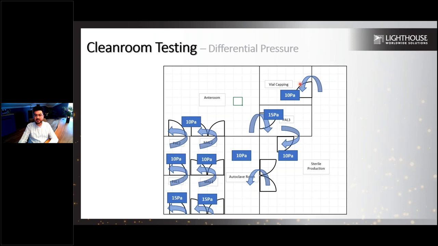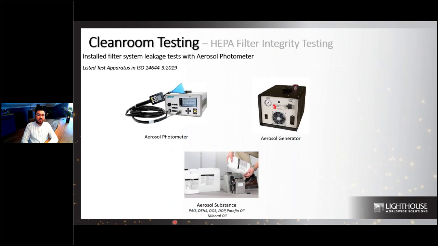If it's the same class, you should at least maintain 5 Pascal, better to keep it at 10 Pascal. But if it's a different class, try to maintain a minimum of 15 Pascal differential pressure. And once you adjust this 10 Pascal between vial capping and the sterile room, and autoclave and the sterile room, from inside to outside, you will move forward the same way all the way to personal airlock number 1 to the outside CNC corridor, the clean, not classified corridor.